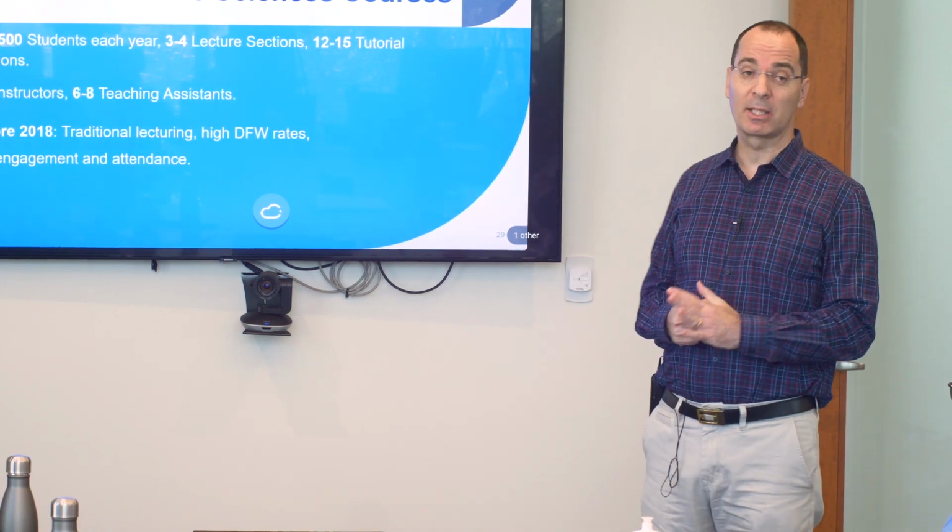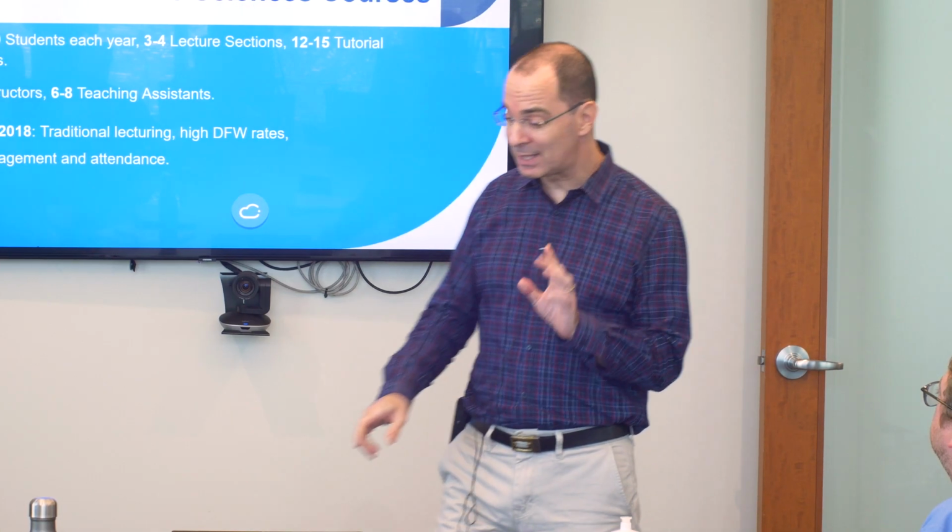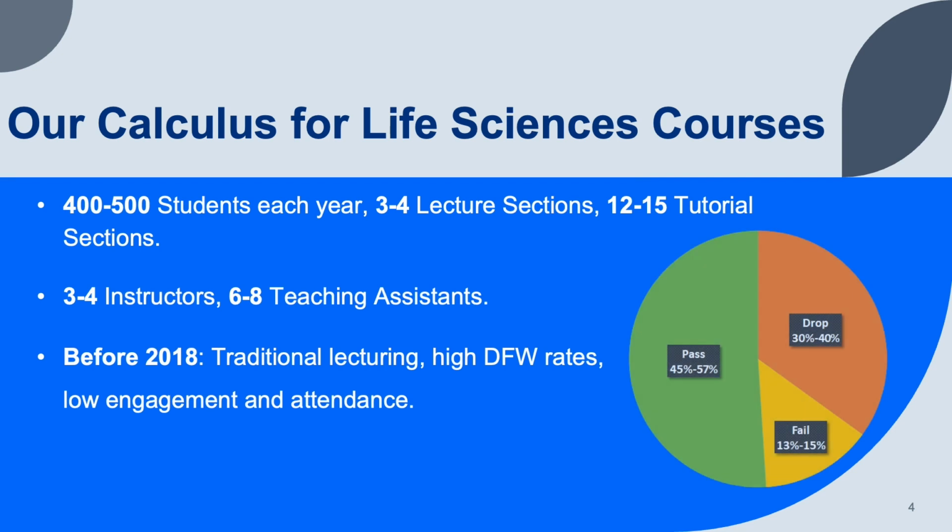But the results were very disappointing. We had high DFW rates. Students were not very engaged. The attendance was sometimes low. Sometimes only half of the students would show up. And maybe the most damning statistic is this pie diagram, which shows that out of the students who started these courses at the beginning of the year, we had about 30 to 40% dropping, depending on the year. And from those who stayed, we had about 30 to 15% failing the course.